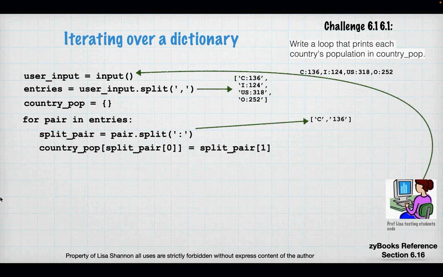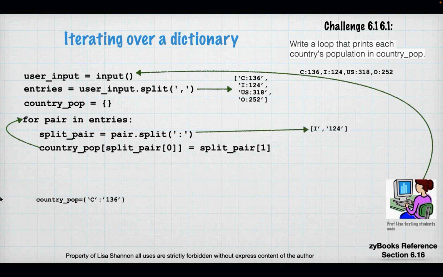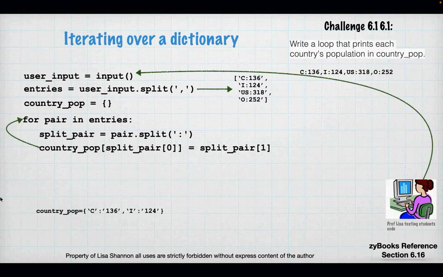So now I can add my key value pair: split underscore pair of 0 is going to be C, and split underscore pair of 1 is going to be 136. So what I have here is C 136. Then I go back up to the top of the loop and do this again. So I colon 124 becomes a list. I'm then going to append it. I go up to the top of the loop again. I'm going to do it for US 318.